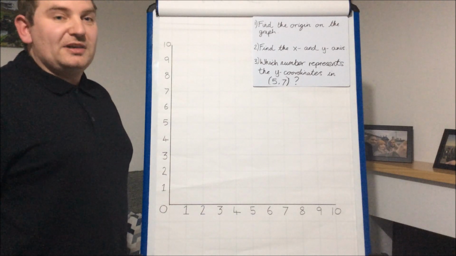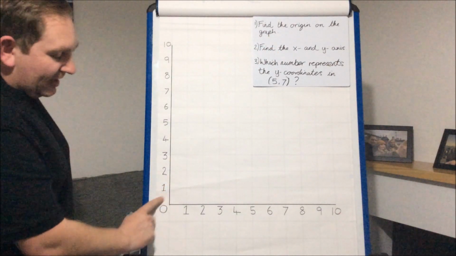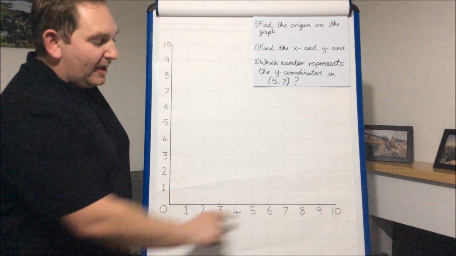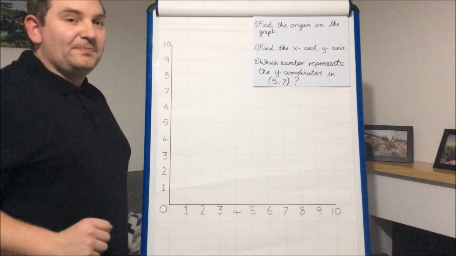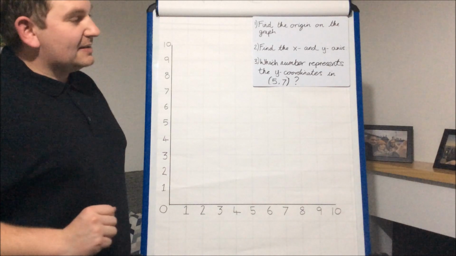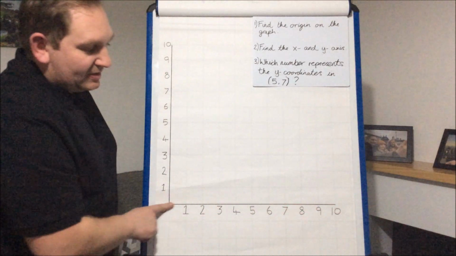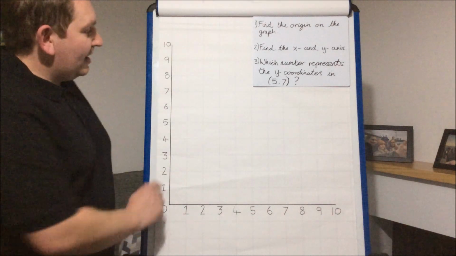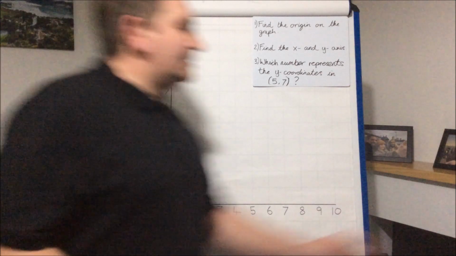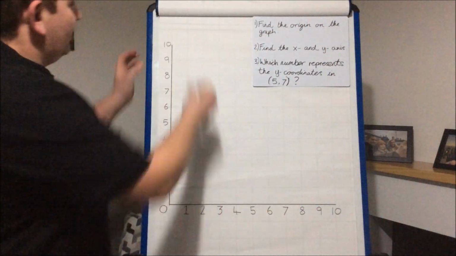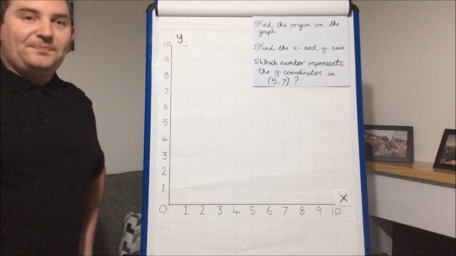Okay, so the answers to those questions. The origin is this point here where you have the 0. It is where the two axes meet at a point. That is the origin. For labelling the x and the y axis, the x axis is the one that runs horizontally along the bottom, and the y axis is the one that runs vertically up the side. So we have the y axis and the x axis.